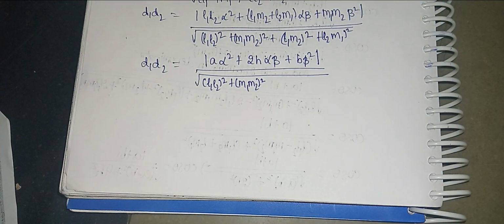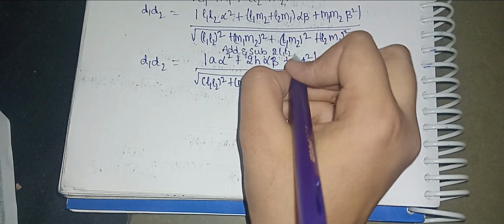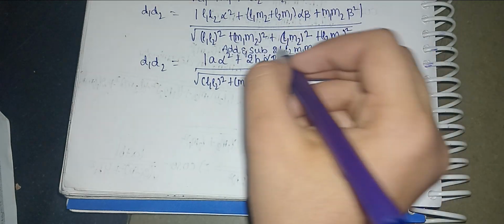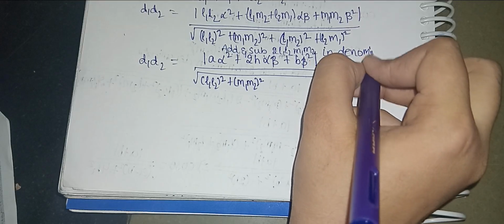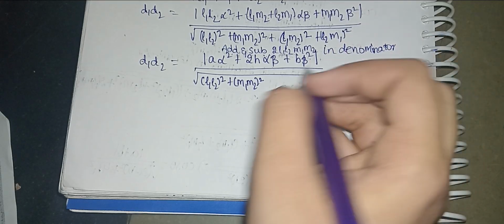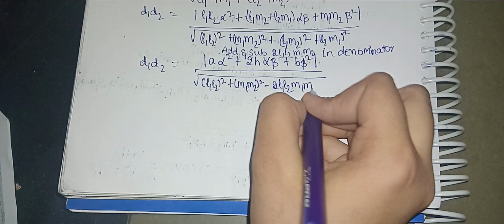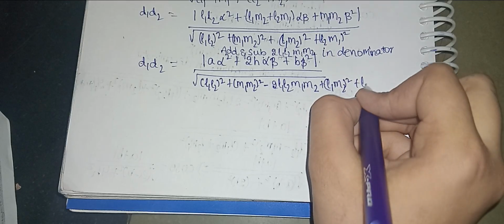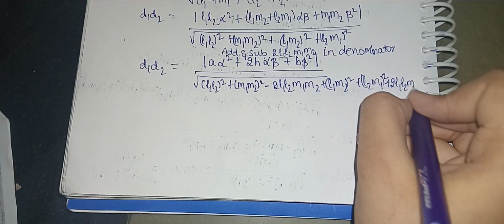Here what we have to do means here also same. Add and subtract 2L1 L2 M1 M2. We have to add and subtract this in the denominator. What we have to do? We have to do it in the denominator. Minus 2L1 L2 M1 M2 plus L1 M2 whole square plus L2 M1 whole square plus 2L1 L2 M1 M2.